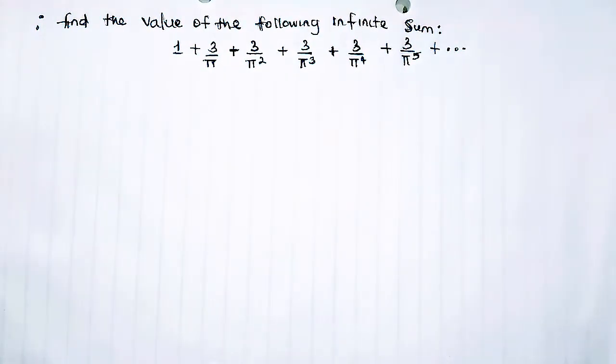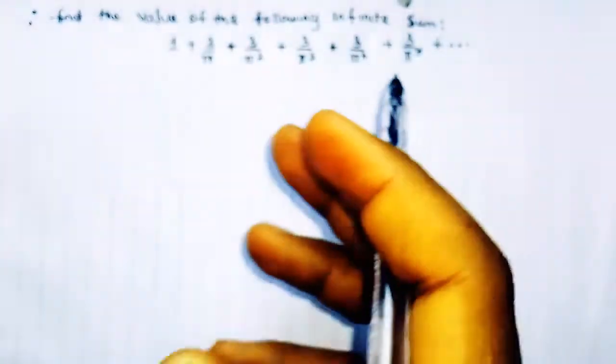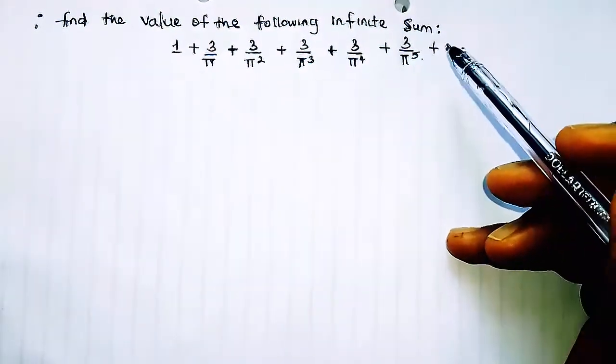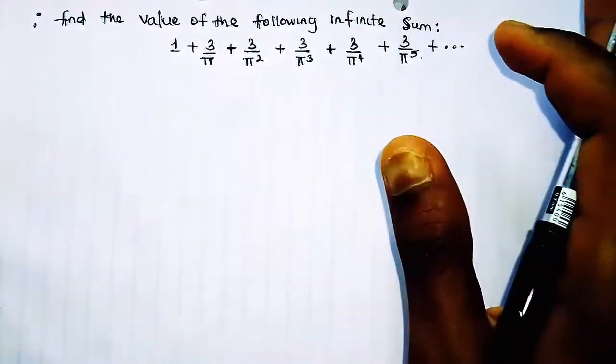So today, guys, I want to solve a particular question that I saw online. The question says, find the value of the following infinite sum. We have 1 plus 3 over pi plus 3 over pi over 2 plus 3 over pi over 3 up to pi over 5. So basically this is a series.